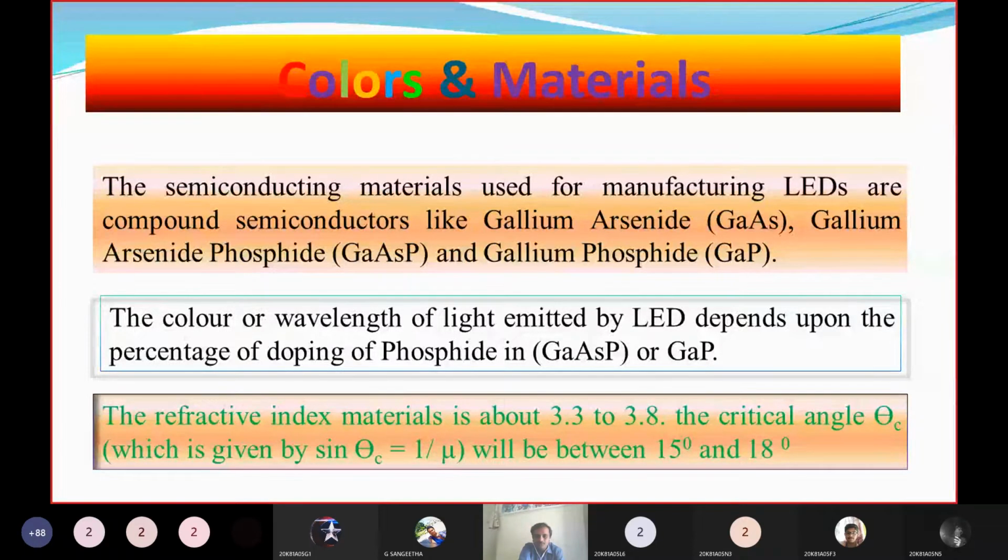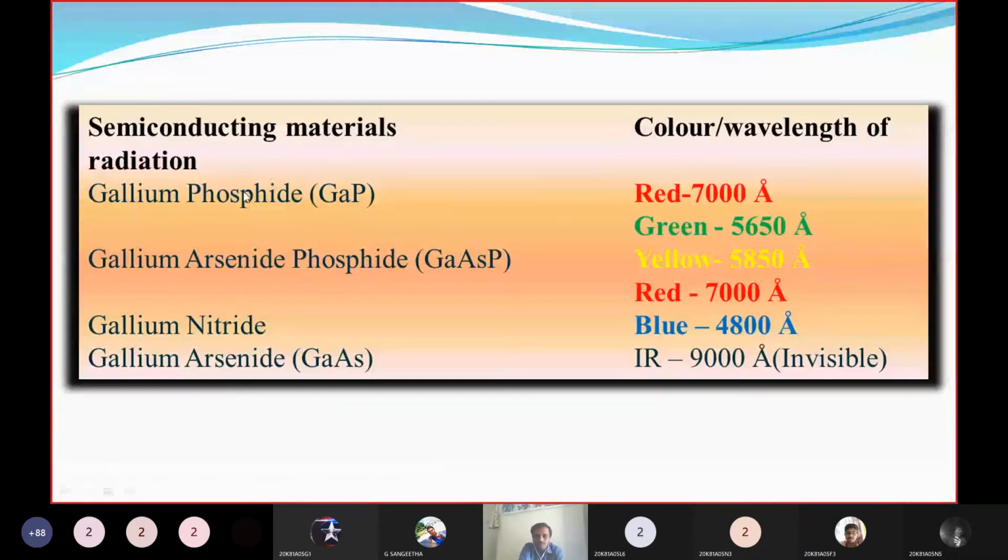Now coming to gallium phosphide, which color will it emit? Red color. That depends on the phosphide concentration. If the phosphide concentration is low, its color will be red. If the phosphide concentration is more, that is the phosphide ratio is high, then green color will be emitted. So it depends on the ratio of gallium and phosphide.